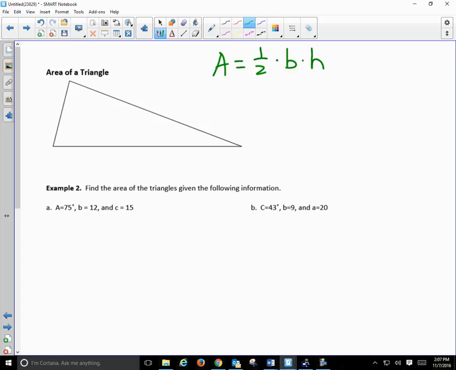Well, what if you have a triangle that doesn't have a 90-degree angle? We'll call this angle A, call this angle B, we'll call this angle C. Because there is no right angle, I will make one, and I'll call that H.